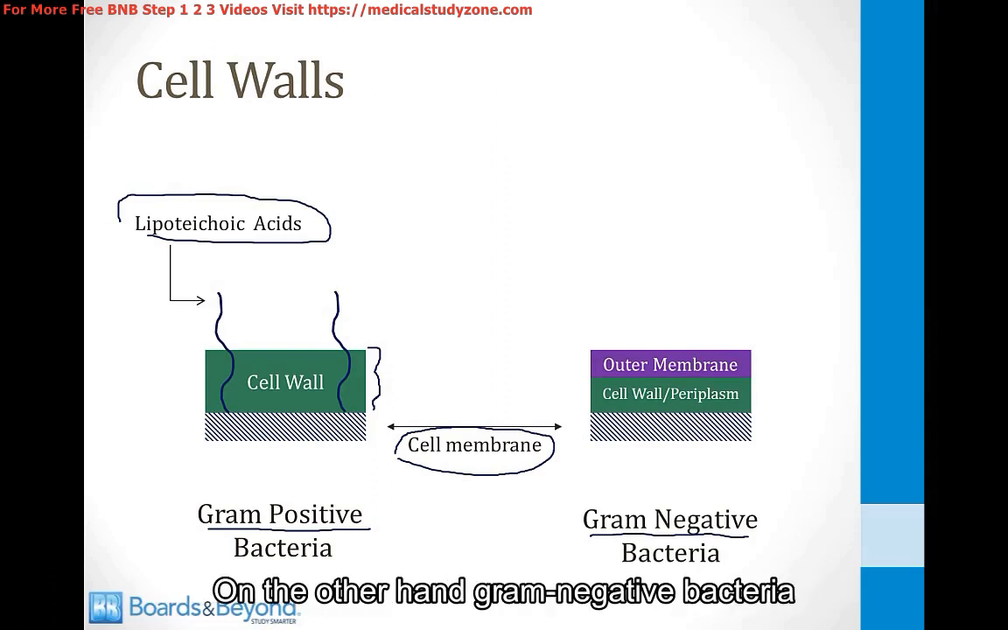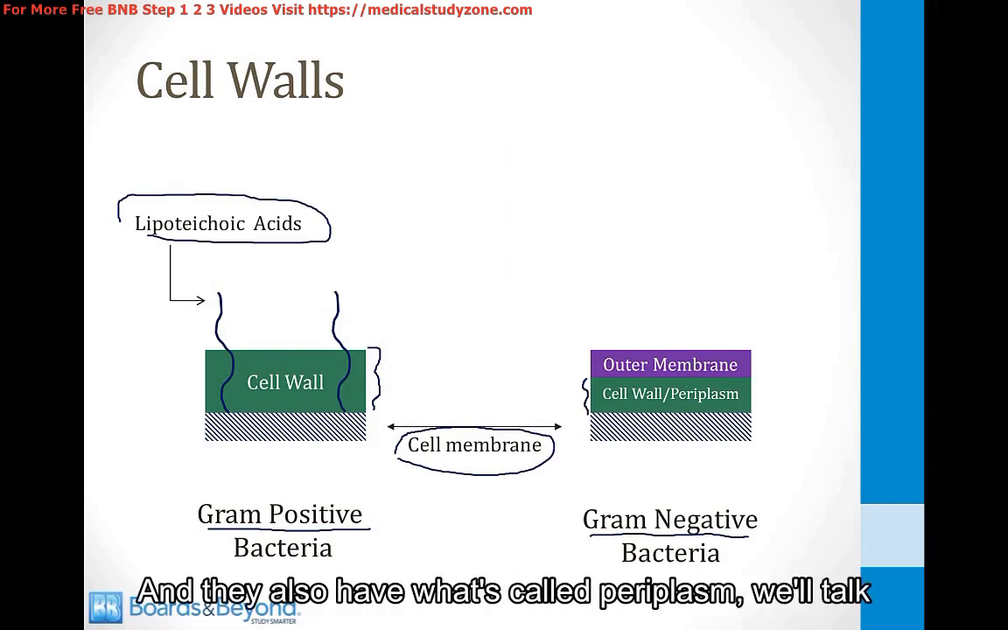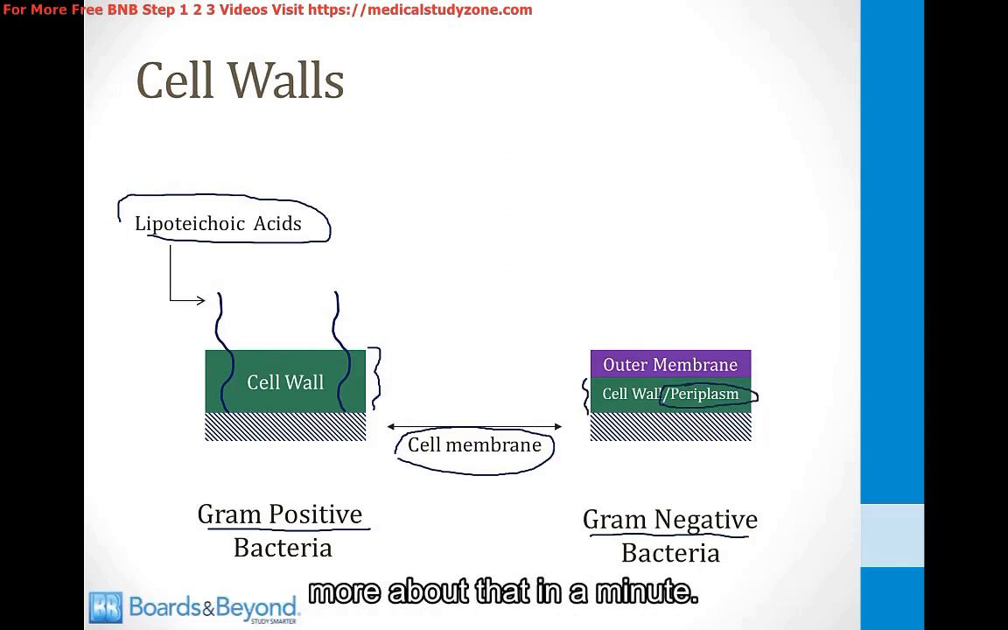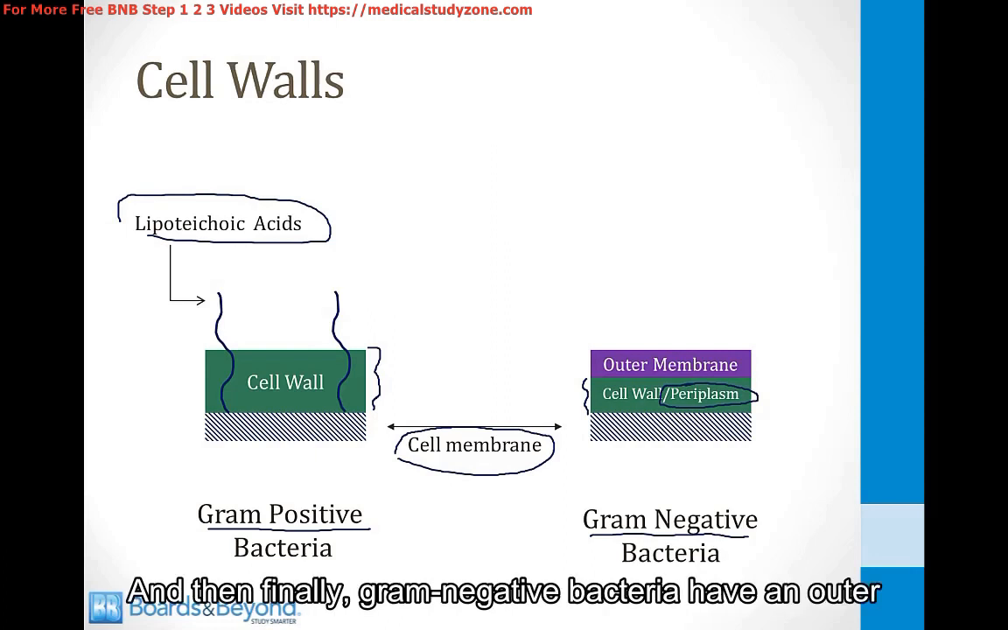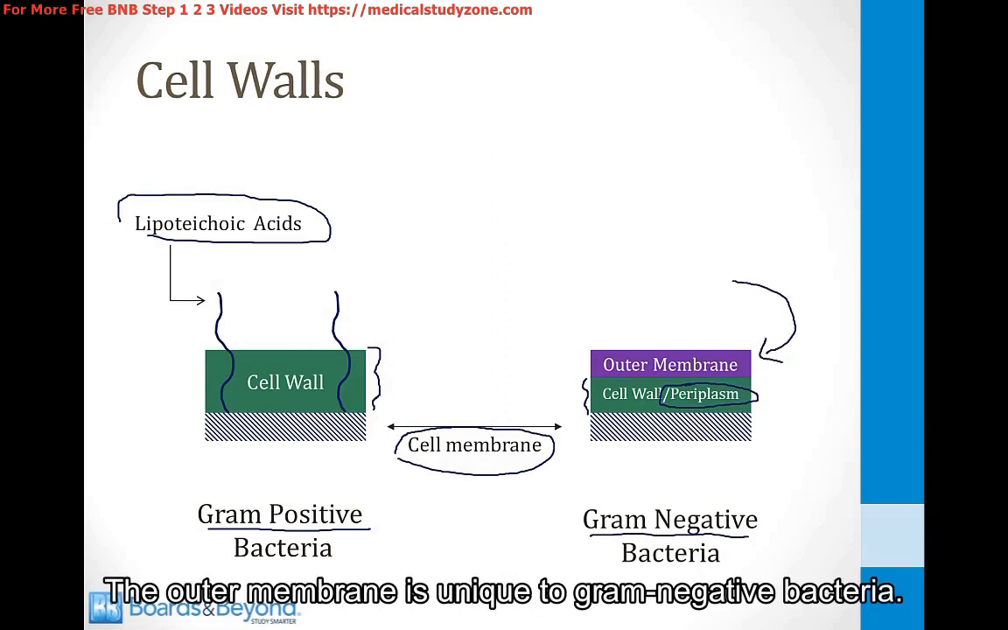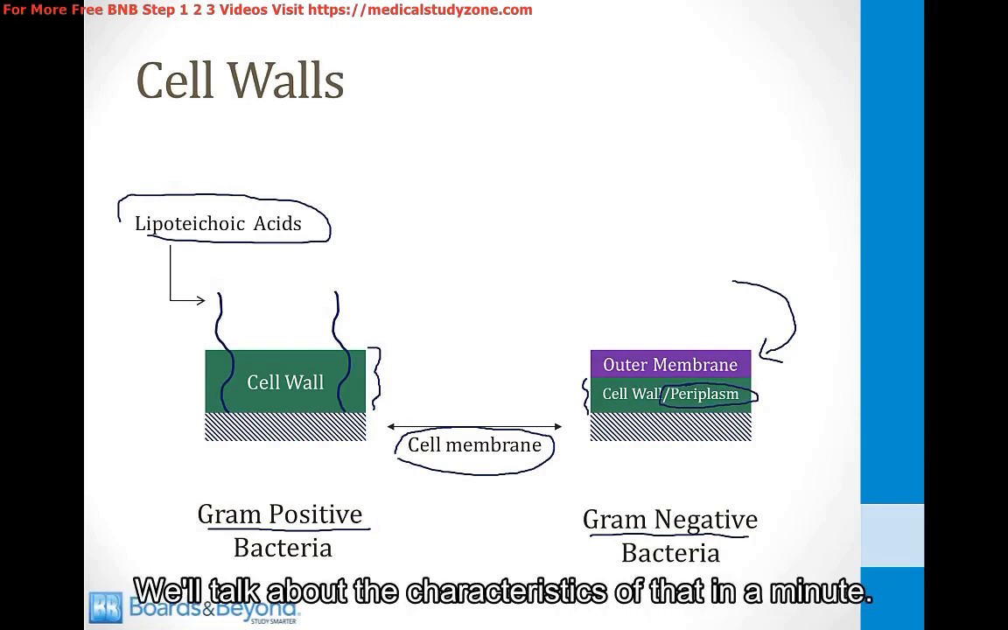On the other hand, gram-negative bacteria have a much thinner cell wall, and they also have what's called periplasm. We'll talk more about that in a minute. But periplasm is material in the cell wall that contains enzymes and other molecules. And then finally, gram-negative bacteria have an outer membrane. The outer membrane is unique to gram-negative bacteria. We'll talk about the characteristics of that in a minute.